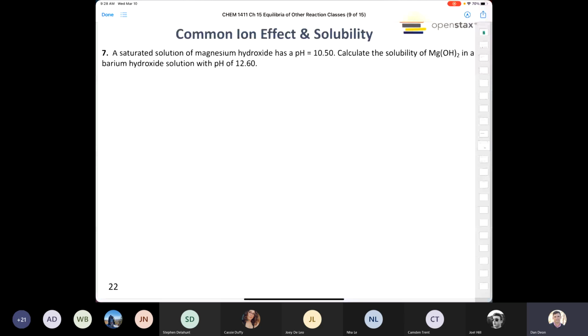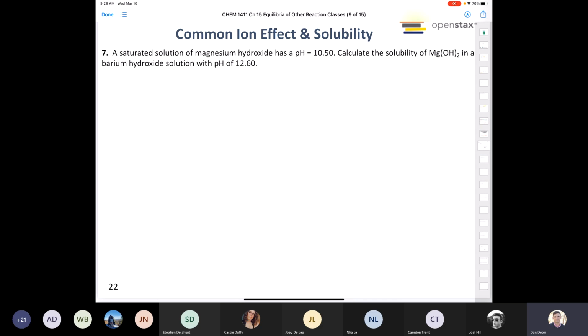Okay, there we go. So this is question number 7. It deals with the common ion effect and how a common ion affects solubility. It says you've got a saturated solution of magnesium hydroxide with a pH of 10.50, and it asks you to calculate the solubility of magnesium hydroxide in a barium hydroxide solution with a pH of 12.60.